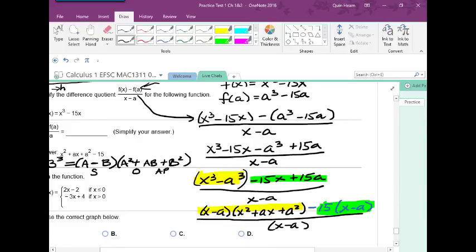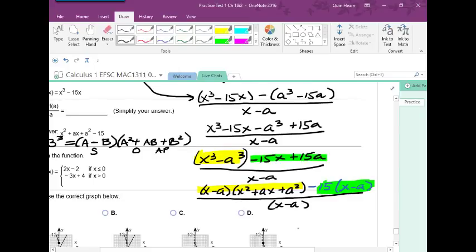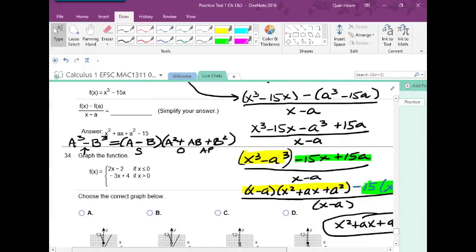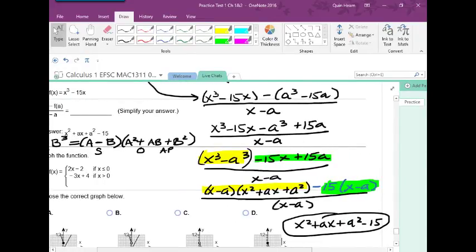Okay, so then dividing x minus a out of all three parts, we're left with x squared plus ax plus a squared minus 15. It all divides out and cancels. All right, so that's an example of simplifying a difference quotient without actually taking the limit, which gives us the derivative.